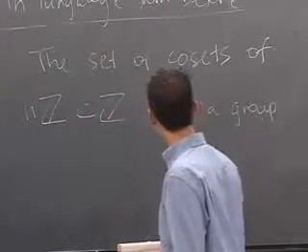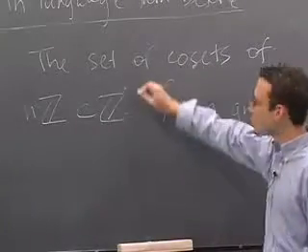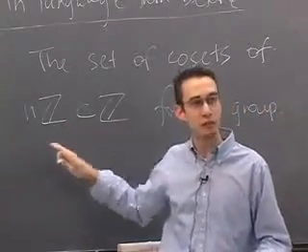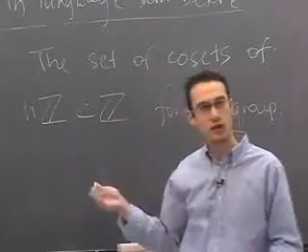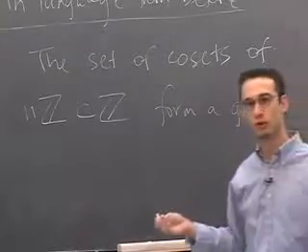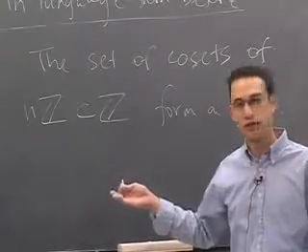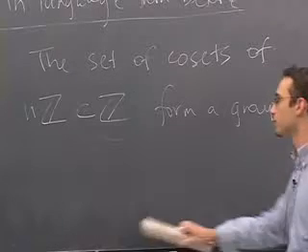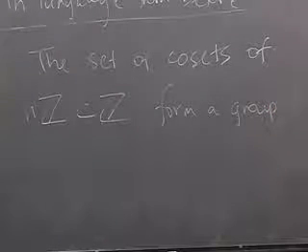It's going to turn out that this isn't going to be true for arbitrary subgroups of a group. It's not going to be true that if I just have any subgroup, then the set of cosets form a group. But it is going to be true in the case of normal subgroups. Here that's a trivial thing because Z is abelian, so every subgroup is a normal subgroup. Is that clear? Are there any questions?